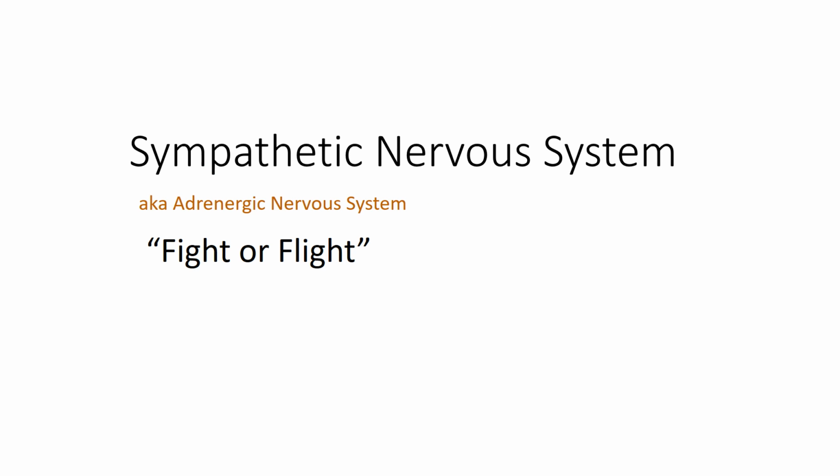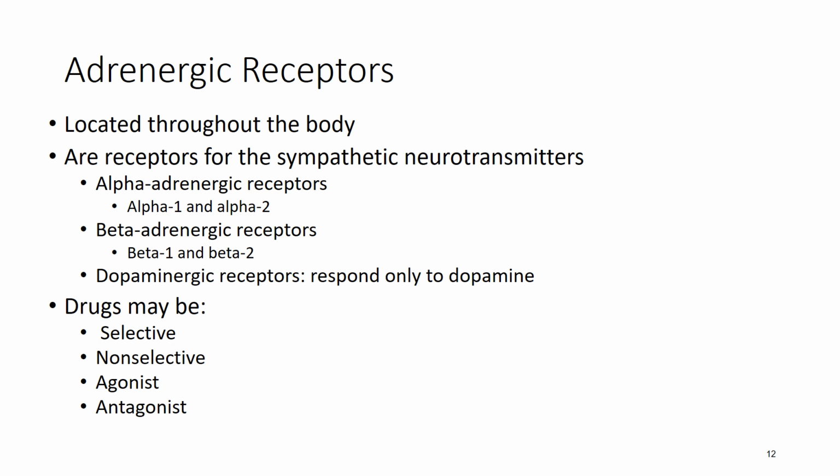So now let's talk about the sympathetic or the adrenergic nervous system. This is our fight or flight system. Adrenergic receptors are located throughout the body, and they are the receptors for the sympathetic neurotransmitters. That's norepinephrine, epinephrine, and dopamine. Alpha adrenergic receptors include alpha 1 and alpha 2 receptors. Beta adrenergic receptors include beta 1 and beta 2 receptors, and dopaminergic receptors respond only to dopamine.